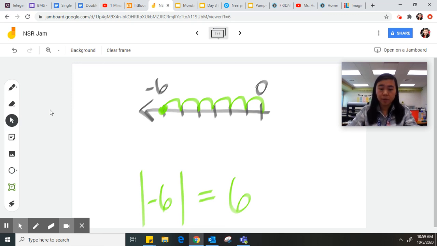All right, so absolute value is symbolized by those two big walls. You can also see it written out as "the absolute value of." It's never going to be negative because I'm just asking you how far away are you from 0. And that's it. It's always going to be positive, absolute value. How far away is a number from 0?